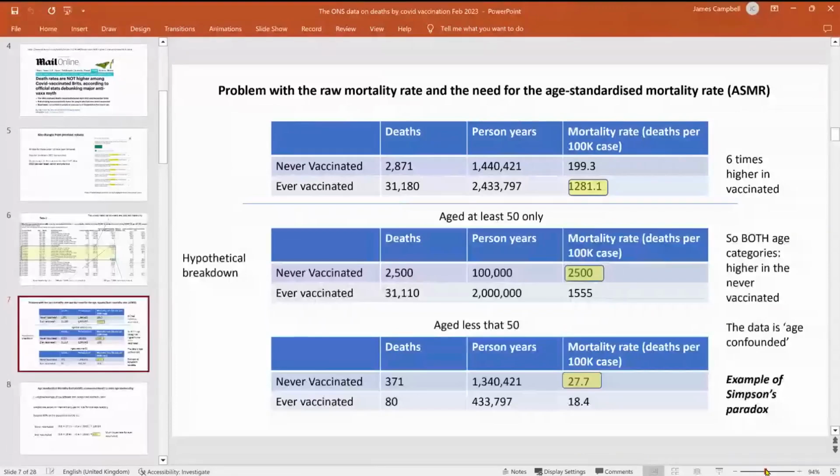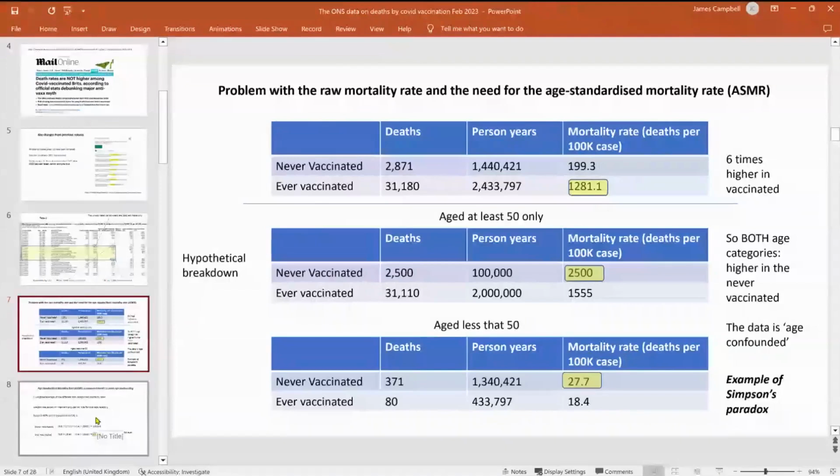Yeah, because the raw data there is saying death rates are six times higher in those vaccinated than unvaccinated. Yeah, and that was the actual figures. That's not hypothetical. Those were the actual May 2021 figures. But you can see it would be wrong. If an anti-vaxxer wanted to jump on that, they would rightly be criticised for doing so. Yes, because it is not a fair reflection of the true mortality, because you do need to dig down into the different age categories.